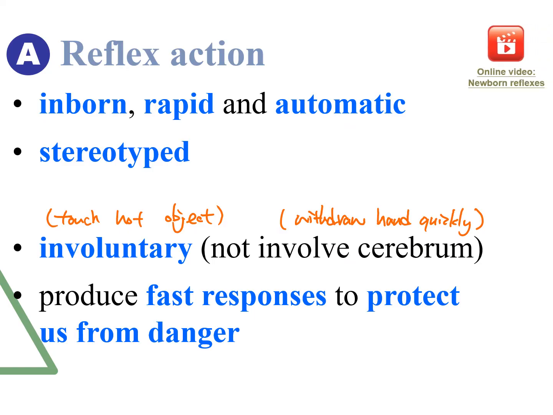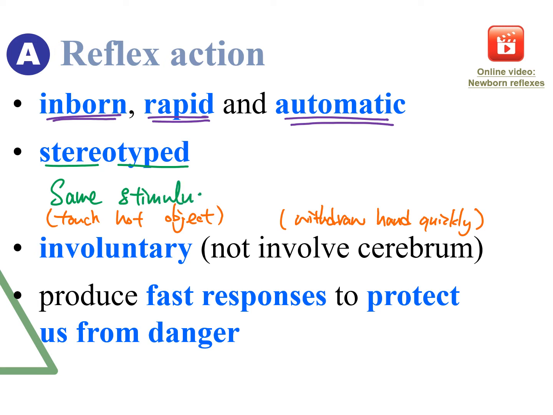After looking at the pupil reflex and the withdrawal reflex, you should know some characteristics of reflex action. First of all, it's inborn, 天生嘅, you don't need to learn it. Secondly, it's very fast, rapid, and it is automatic. It will just respond very quickly on its own. You don't need to control it. Next, it is also stereotyped. That means when you have the same stimulus in the reflex action, you always give the same response.